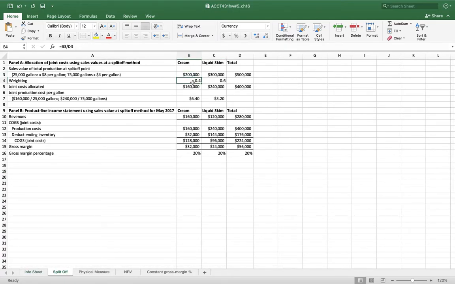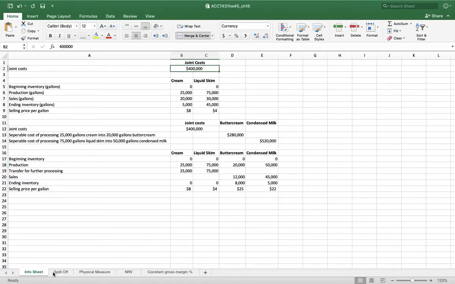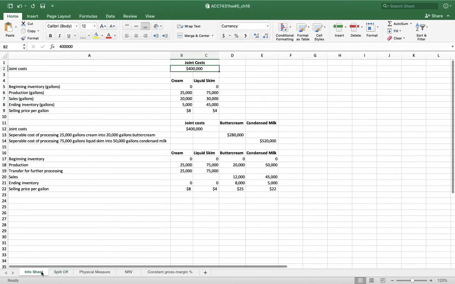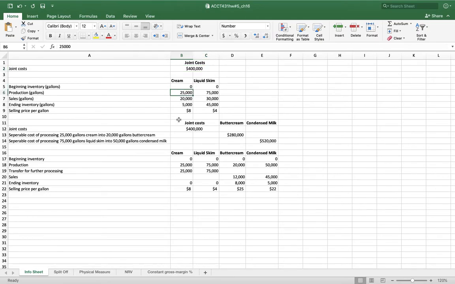For weighting, you just take the sales value of the product, or the total production at split-off point, divided by the total to get your weight. For joint costs allocated, you take the weight, which is 40% or 0.4, times the total joint costs given up here, which is $400,000. And then for joint production cost per gallon, it gives a description right here, but you take the joint cost allocated divided by the total production, which is given over here, which is 25,000.